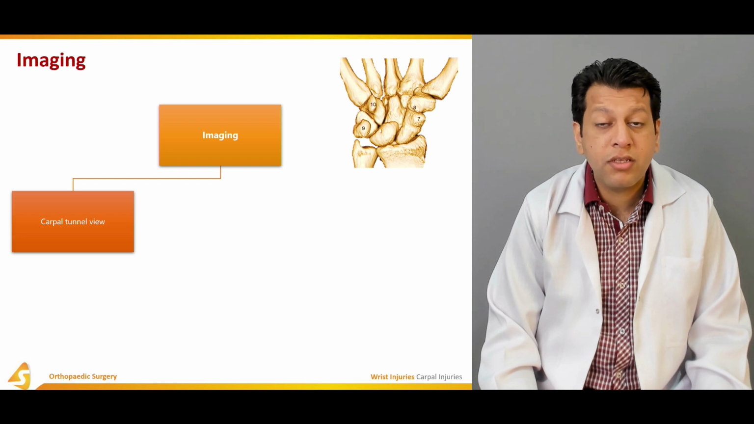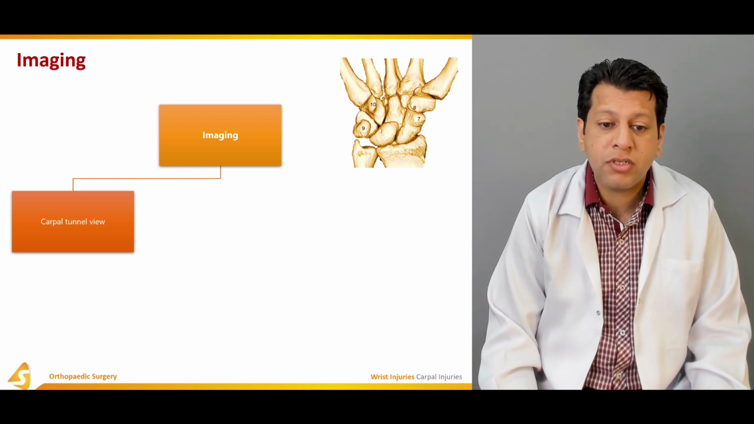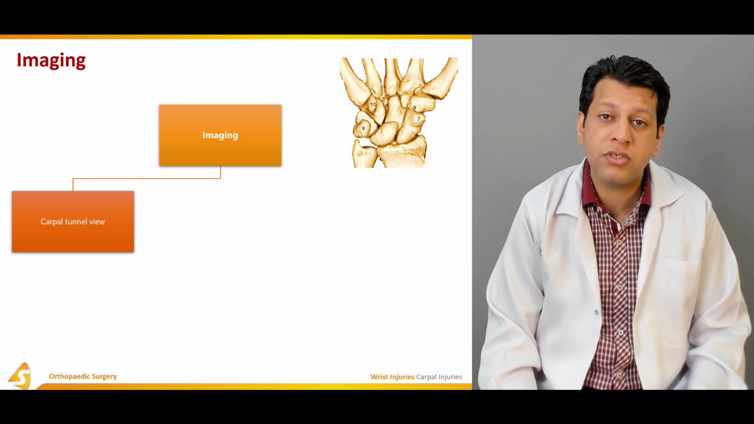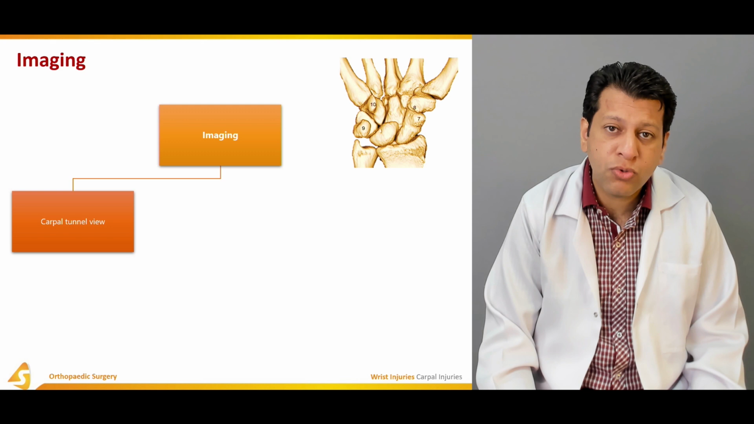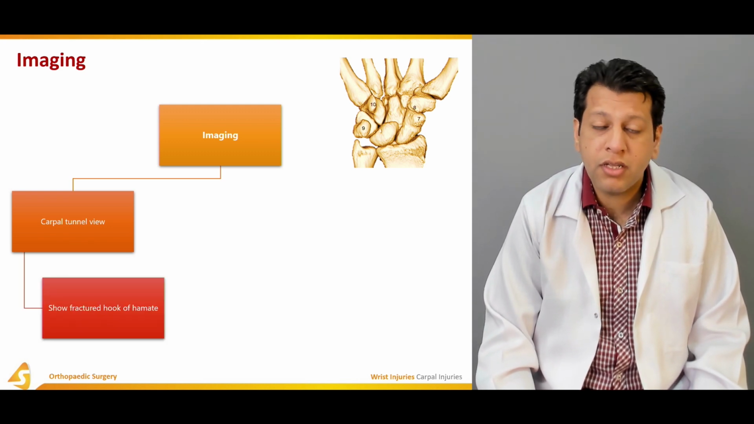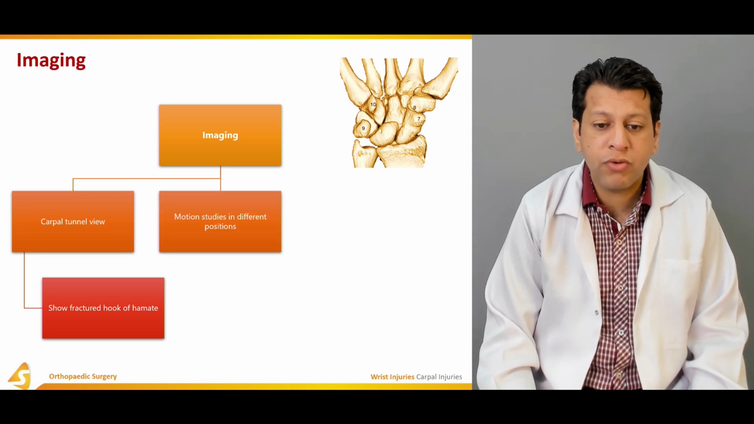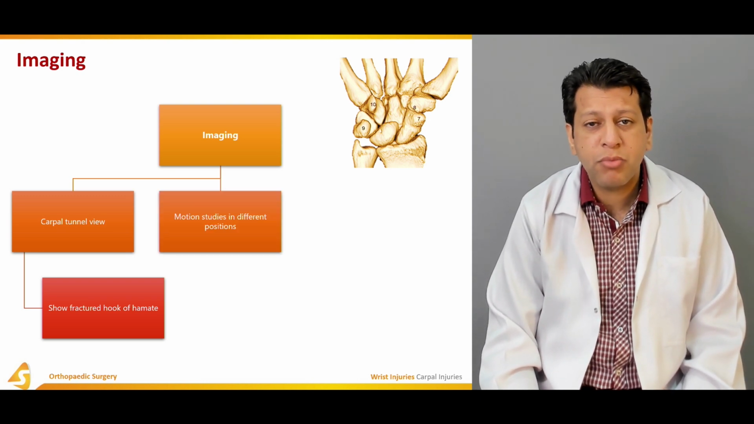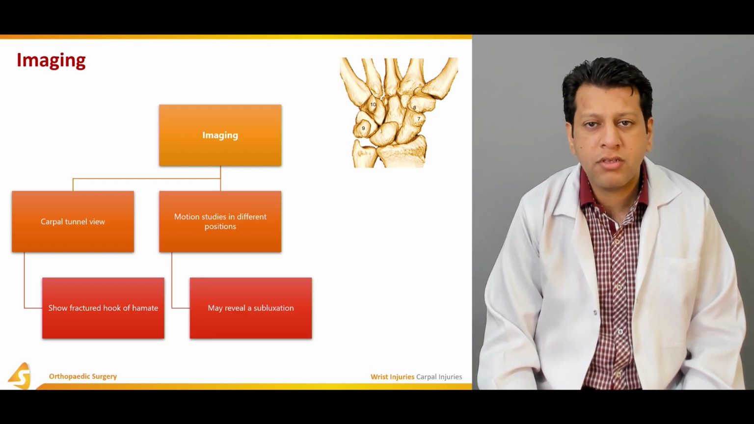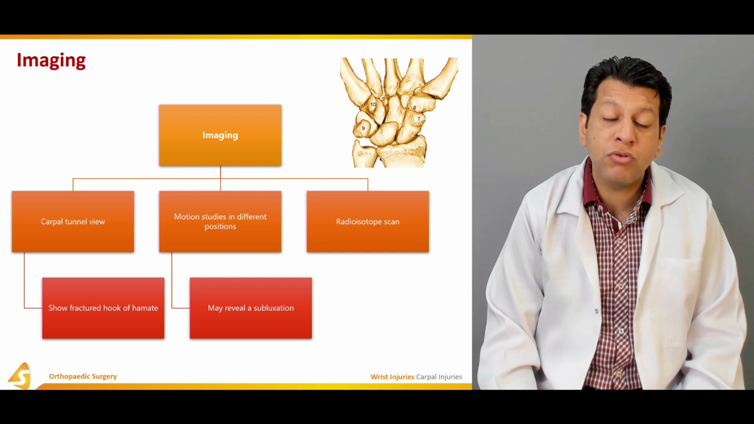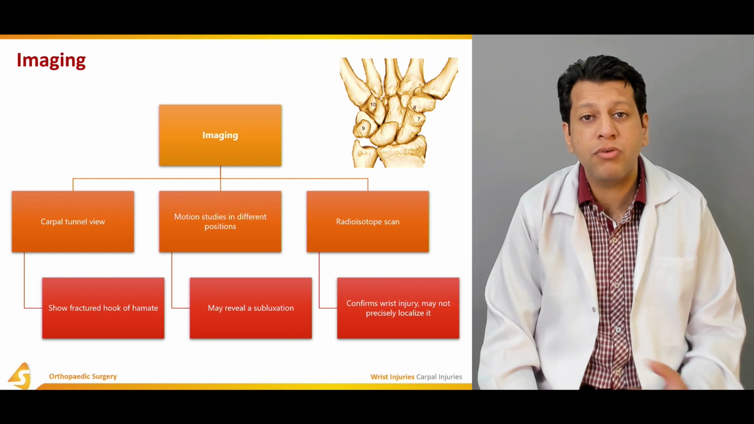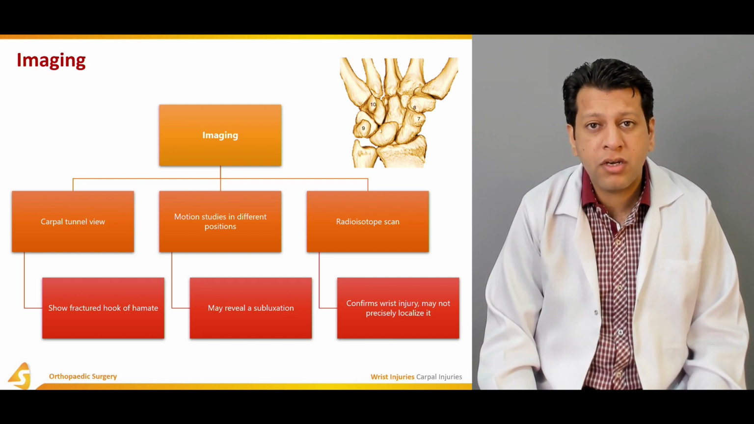Now there are other special views as well. For example, this is called the carpal tunnel view. That is done only if the history and examination suggest that the hook of hamate is likely fractured. Then we probably go for a carpal tunnel view. Motion studies can also be done, but they are usually not done except for research purposes. Clinically, they have less relevance. Another option, if we do not have an MRI, is radioisotope scanning, to confirm whether a fracture is present or not.